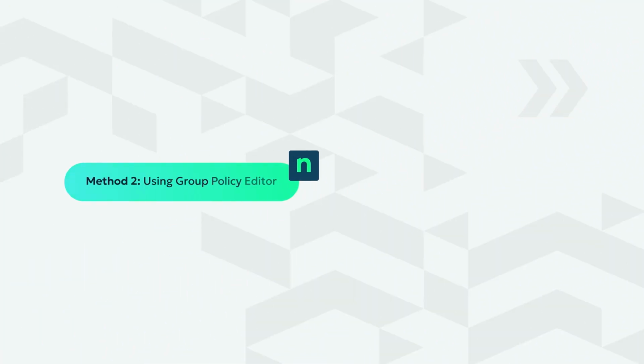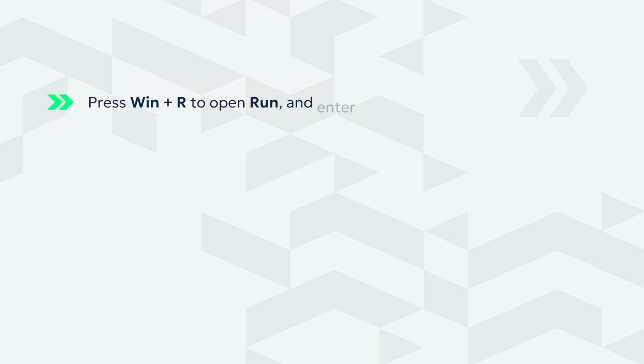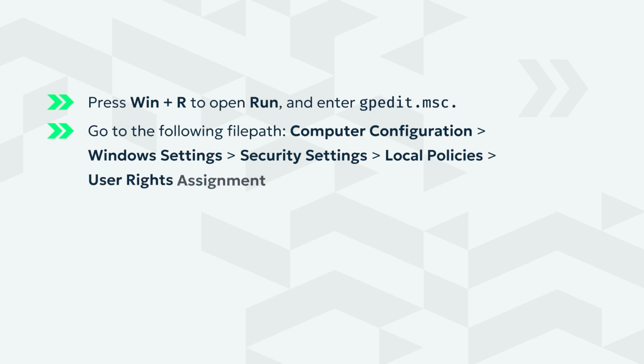Method 2. Using Group Policy Editor. Press Win+R to open Run and enter gpedit.msc. Go to the following path: Computer Configuration, Windows Settings, Security Settings, Local Policies, User Rights Assignment.